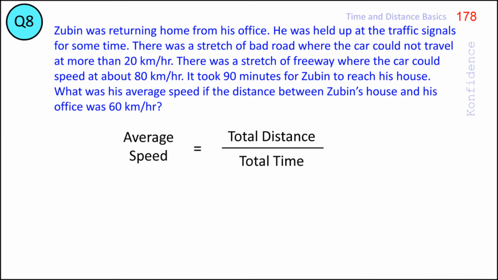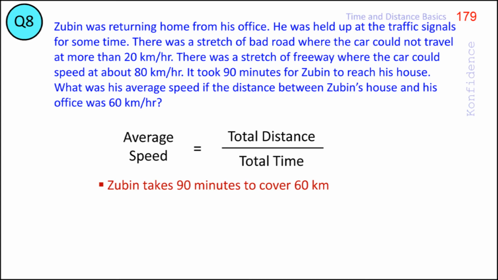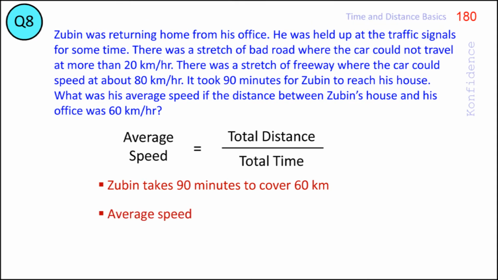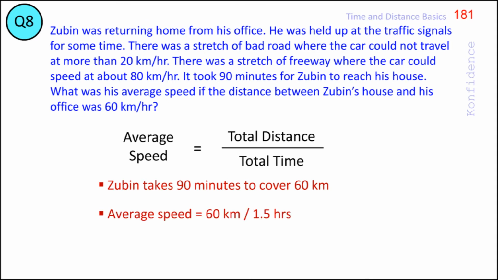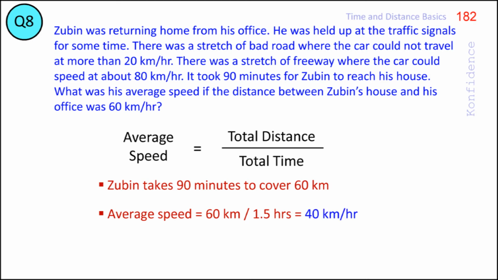Here, it is immaterial what the speed was at different parts of the journey. What matters is that it took 90 minutes for Zubin to travel the distance of 60 kilometers. So his average speed for the journey will be 60 kilometers in 90 minutes, or 60 kilometers by 1.5 hours, or 40 kilometers per hour. Note that we converted the unit of time in minutes to hours to get the speed in the more common unit, kilometers per hour.